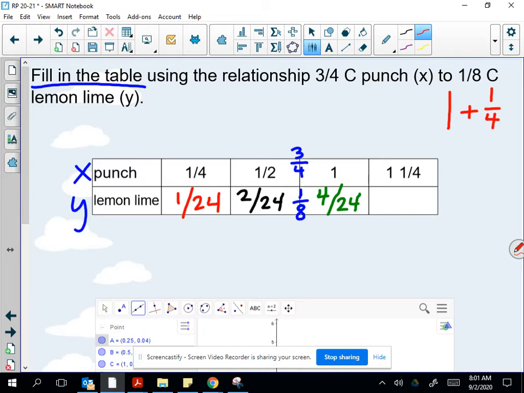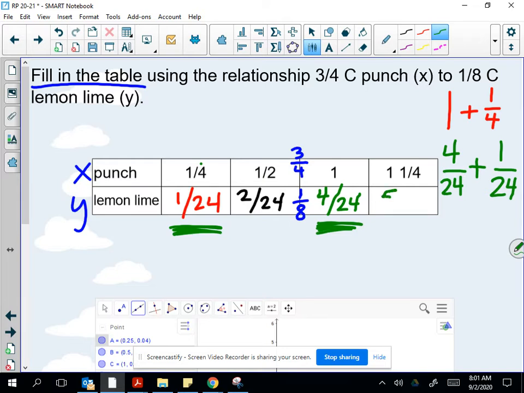And I noticed something else from my table. When I have 1 cup of punch, I've got 4 24ths lemon lime. When I have a 1/4 cup of punch, I've got 1 24th lime. So I could also just combine those values together to find the lemon lime for 1 1/4 cups. That would give me 5 24ths.